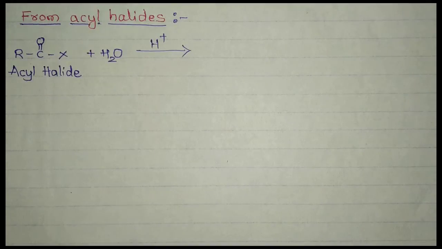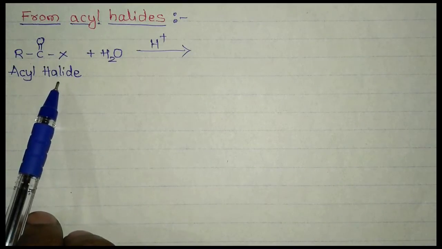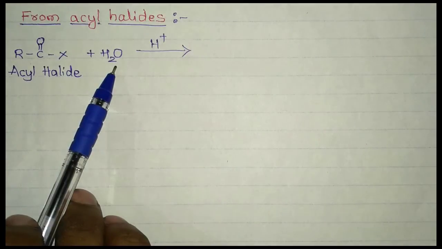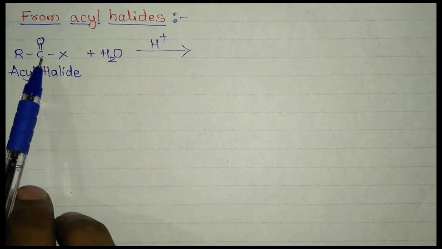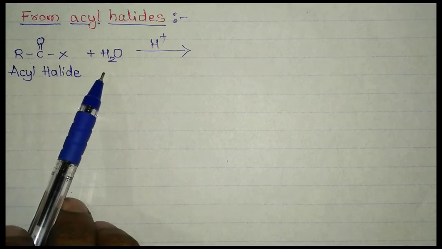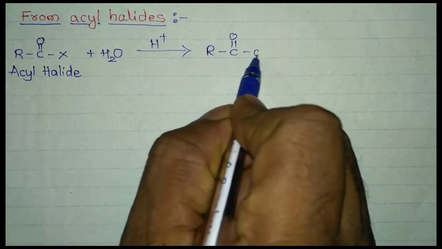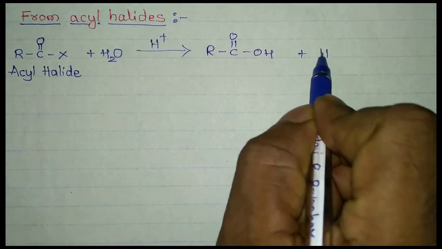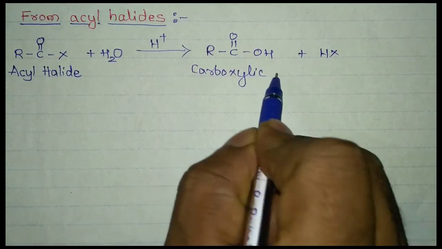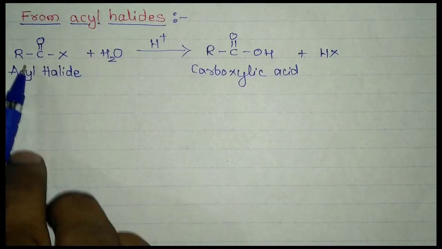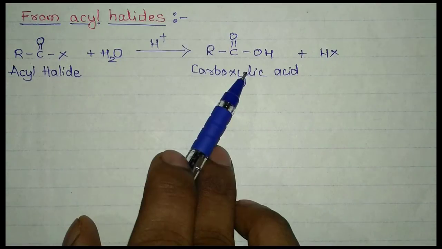Now we'll discuss preparation of carboxylic acid starting from acyl halides. RCOX, this is known as acyl halide. Acyl halides are hydrolyzed in the presence of mineral acid to give carboxylic acids. RCOX plus H2O gives RCOOH, the carboxylic acid, plus HX. Acyl halides on hydrolysis in the presence of mineral acids give carboxylic acid.